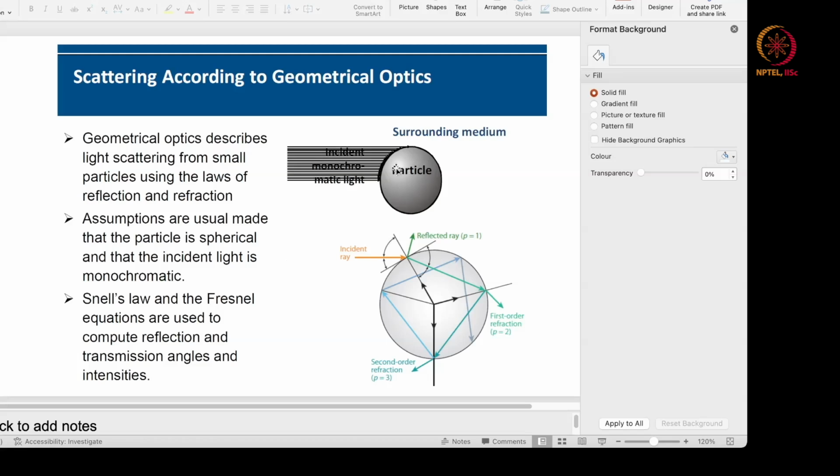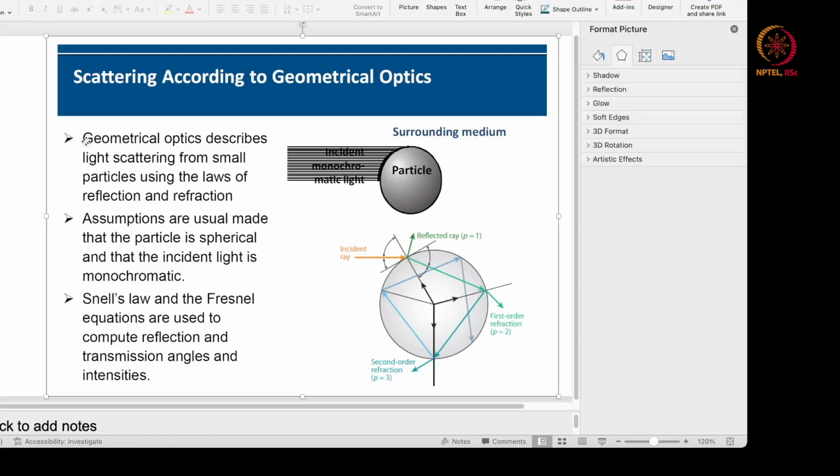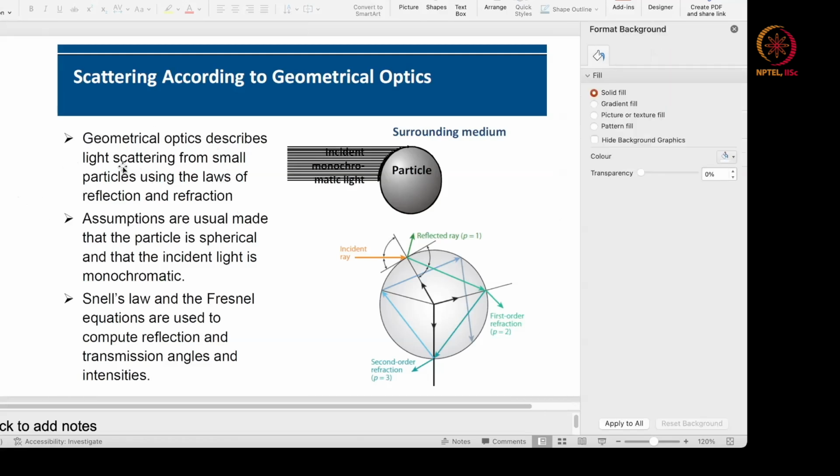Now, say for example, you have a particle and you have an incident monochromatic light, and only a part of it is shown, and this is the surrounding media. So geometric optics basically describes the light scattering from small particles using the laws of reflection and refraction. This statement you should very clearly pay attention to, which we already did in detail.